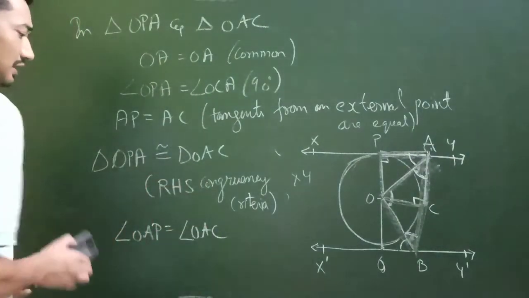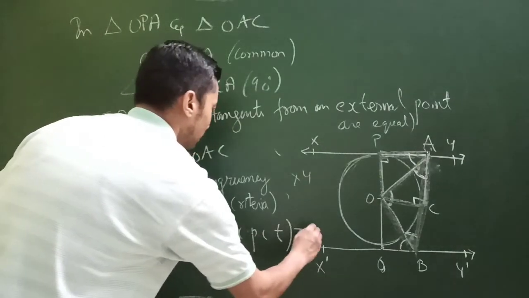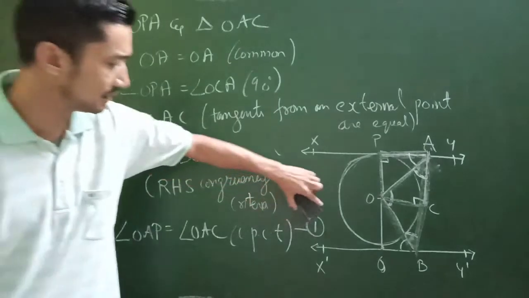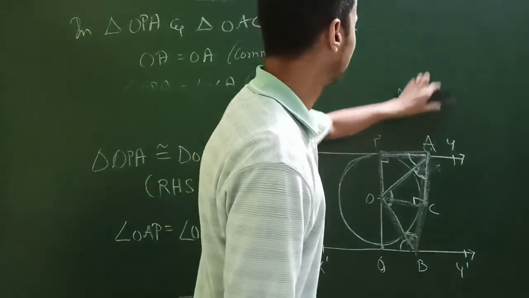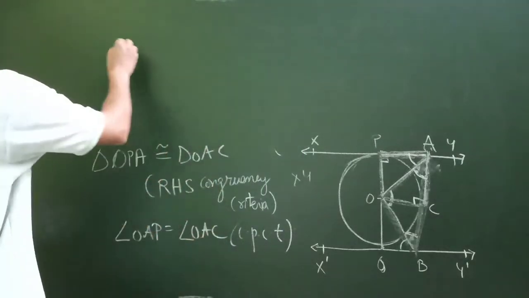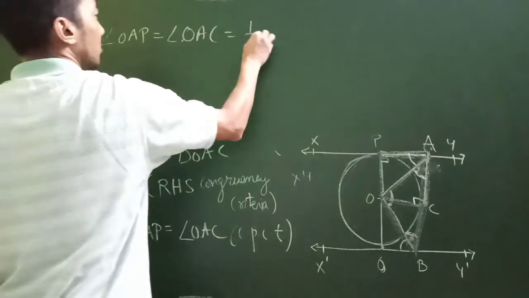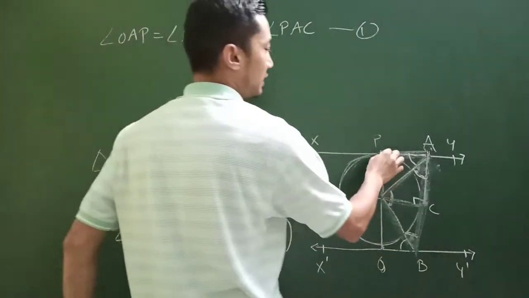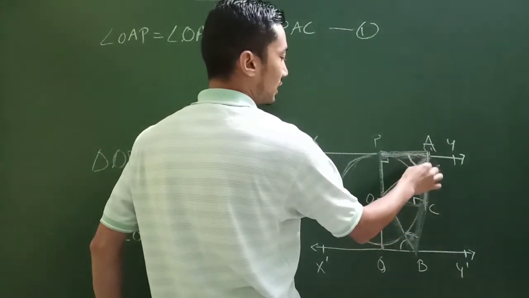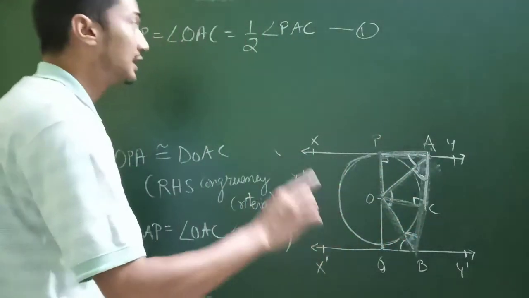Please do write down the notes. Okay, equation 1. Done? You can just pause the video and write down the notes. Done? Okay, I'm going to rub it off. So angle OAP equal to angle OAC will be equal to half of angle PAC. We can mark them as equal, because PAC is a full angle. Since both are equal, each individually will be half of BAC. Okay, that is done.